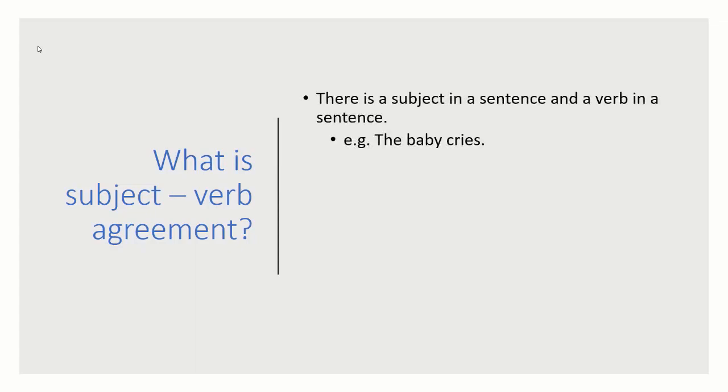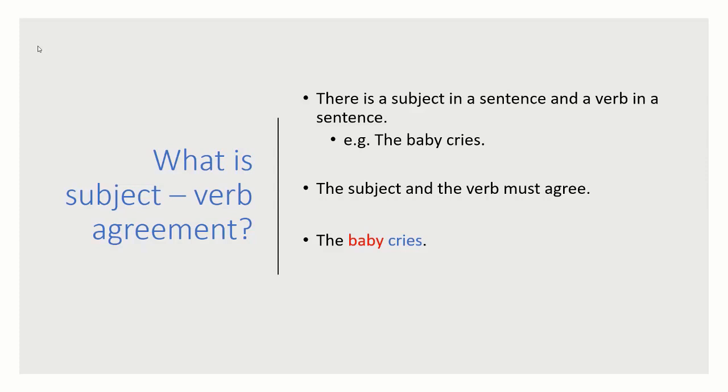There is a subject in a sentence and a verb in a sentence. For example, the baby cries. All right, so the baby is the subject and cries is the verb. So sentences have a subject and they have a verb. The subject and the verb must agree, so they must get along, they must click into place together. The baby cries. All right, so the baby, singular, cries, singular.